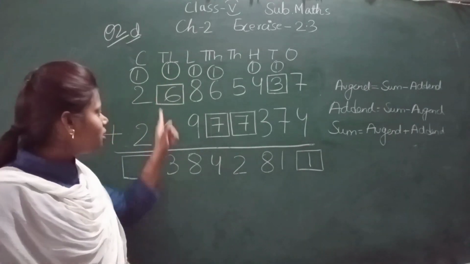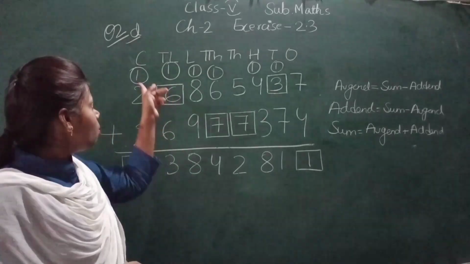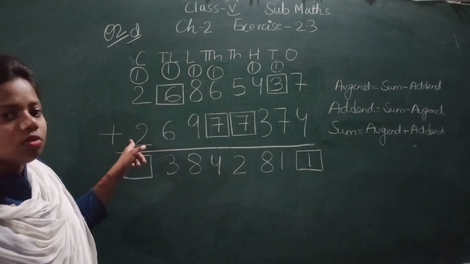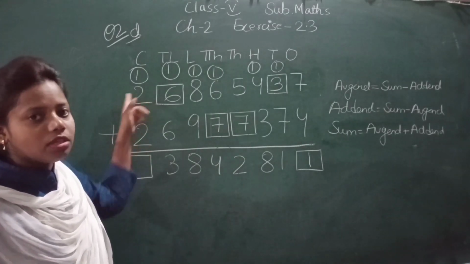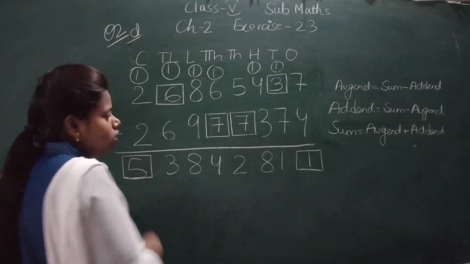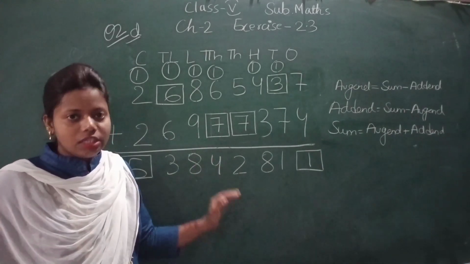Okay. So now let's add. 6 plus 6 is 12. 12 plus 1 is 13. 3 is written here. 1 is carried over. So 2 plus 2 is 4. 4 plus 1 is 5. Okay. So we have filled these boxes. Here we have filled both origin and added.